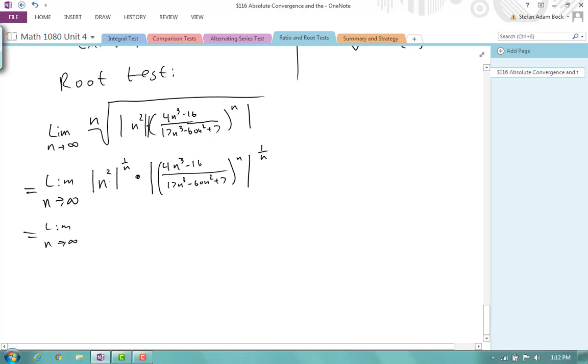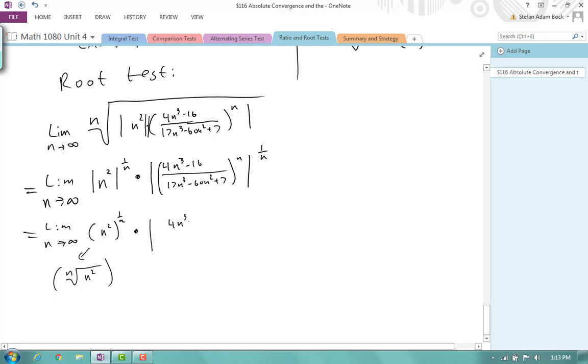This is n squared to the 1 over n. It's already in the absolute values, so it's perfectly fine. But this is essentially n squared to the 1 over n power, or I could consider this as the nth root of n squared. And I said before as a fact that this is going to end up being equal to 1. Over here, I can move the exponents in and out of absolute value bars.